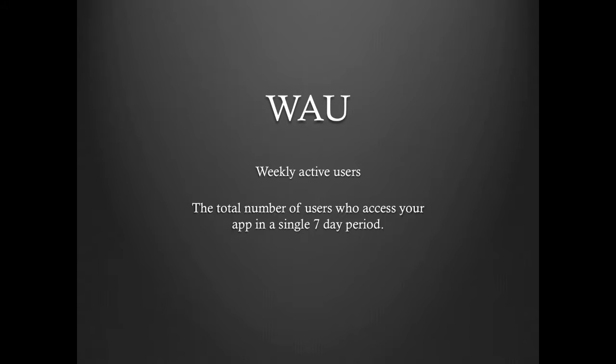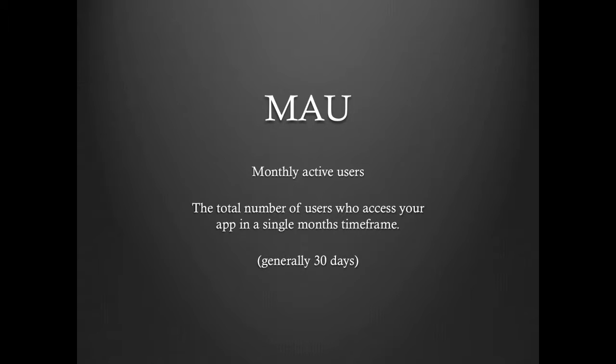The next one that's related is WAU, Weekly Active Users. These are the total number of users who access your app in a single 7-day period. And lastly is the MAU, Monthly Active Users. These are the total number of users who access your app in a single month's time frame. Generally, this is a 30-day time frame, etc.